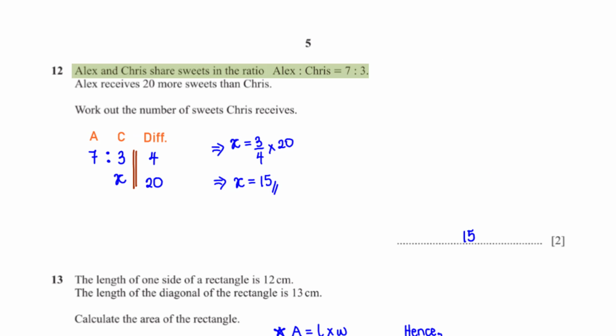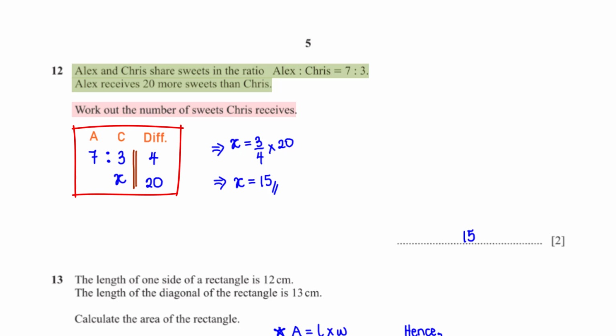Alex and Chris share sweets in the ratio Alex is to Chris equals 7 is to 3. Alex receives 20 more sweets than Chris. Work out the number of sweets Chris receives. The ratio between Alex and Chris is 7 is to 3. We've been told that Alex receives 20 more sweets than Chris. We can also get the difference in their ratio share by subtracting 3 from 7, giving us 4.